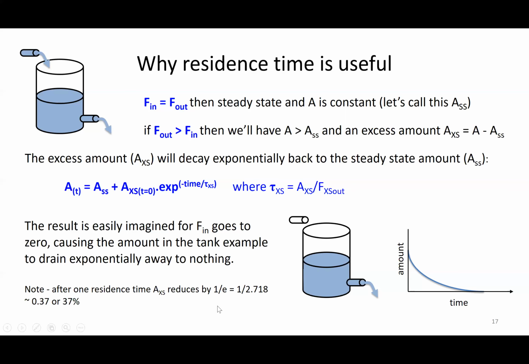So for our previous example with the tank, a 1,000 litre tank that had a flux out of 10 litres per minute, and we calculated a residence time of 100 minutes, then after 100 minutes, 37% of the water would remain in the tank. And after another 100 minutes, the amount would be reduced by another 37%, hence the exponential curve.